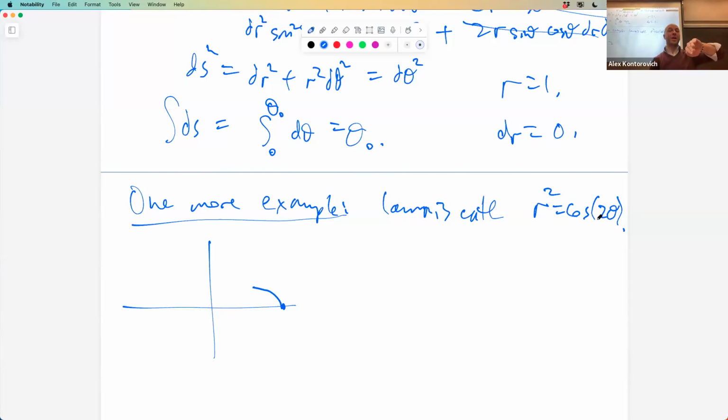At pi over 2. So cosine of 2 theta will get there at pi over 4. So at pi over 4, when we're at a 45-degree angle, we're coming in to r equals 0, and we're going to go right through that. And now we have this kind of figure 8 lemniscate situation that's supposed to be through the origin.